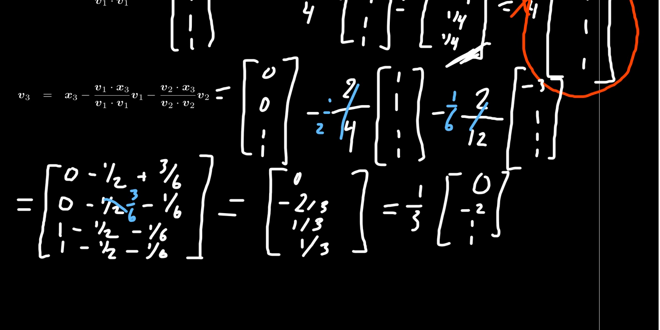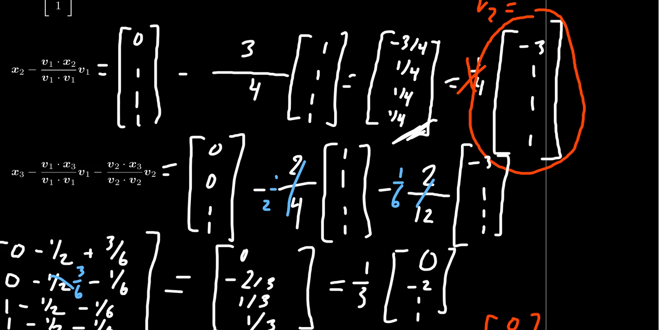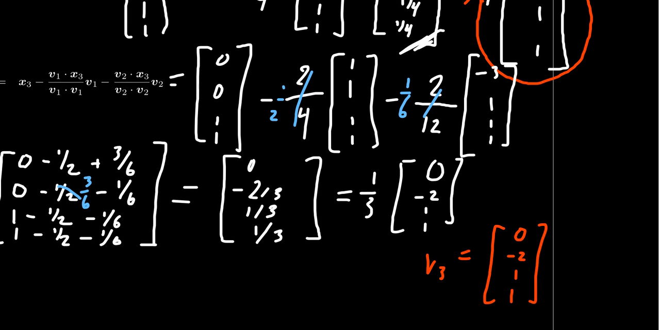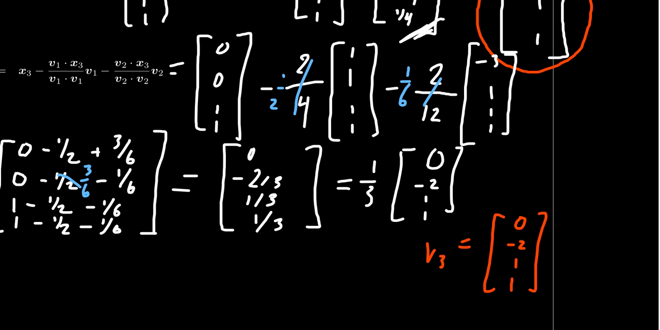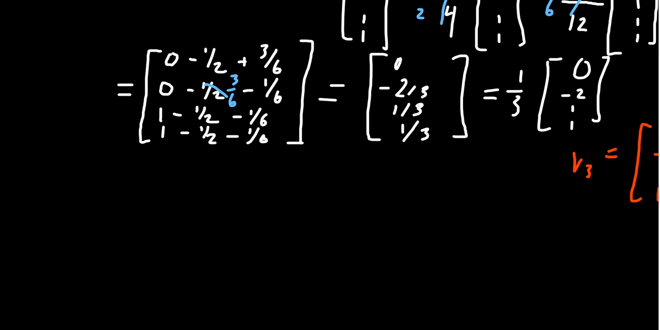And so then we could just take V3 to be that scalar multiple, 0, negative 2, 1, and 1, like so. And if you check with the previous vectors, if you take V3 dot V1, remember V1 was the all ones vector, so you're going to get 0, negative 2, plus 1, plus 1, that's a 0. And if you take V3 dot V2, which is up here, negative 3, 1, 1, 1, you're going to get negative 2 plus 1 plus 1. So that's also orthogonal. So these three vectors are now orthogonal.